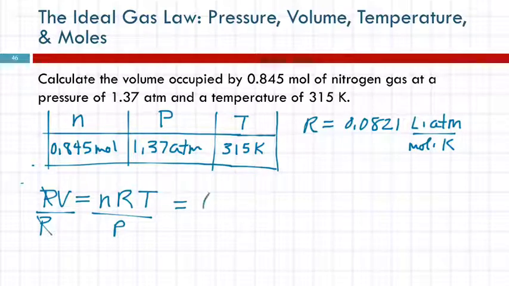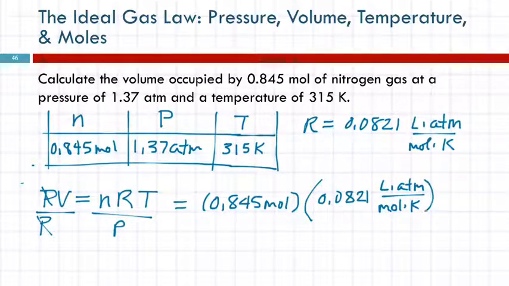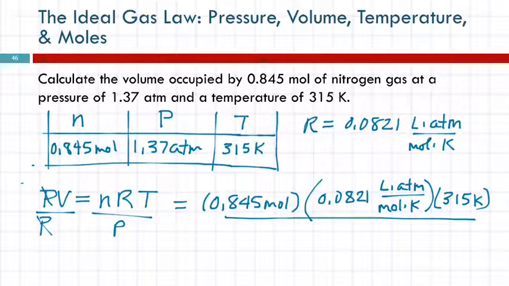So I'm going to put in moles. N equals 0.845 moles. And next up is the ideal gas constant, 0.0821 liters times atmospheres divided by moles times Kelvin. And then I'm going to multiply that by T, 315 Kelvin, and divide that whole mess by pressure, 1.37 atmospheres.